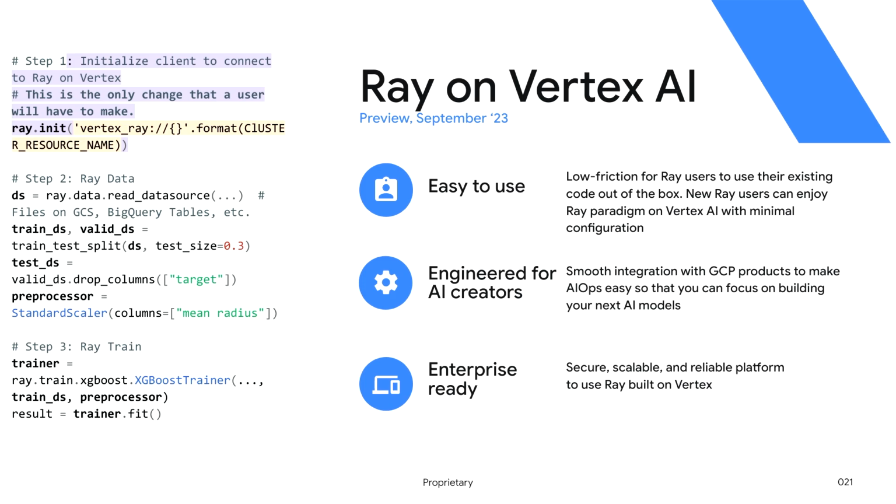And I'm so excited to announce publicly today that Vertex is committed to supporting Ray as a first-class product. Ray on Vertex AI is 3 E's: easy to use, engineered for AI creators, and enterprise ready. My team created this product with Ray users in mind, so that any existing Ray code can be used with just 1 line or minimal change. And you can see that on the top left in the ray.init, all you have to do is provide a Vertex Ray target, and then you can connect and talk to the Ray on Vertex AI cluster.